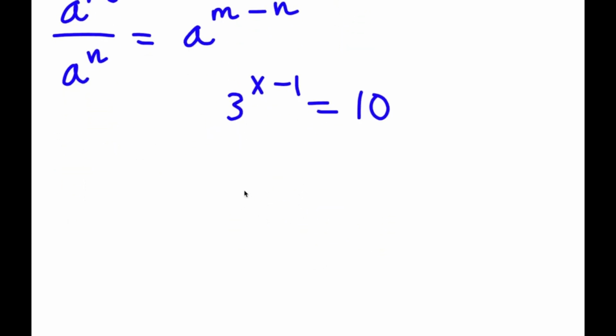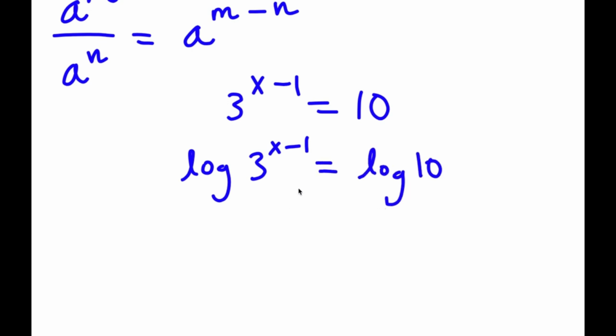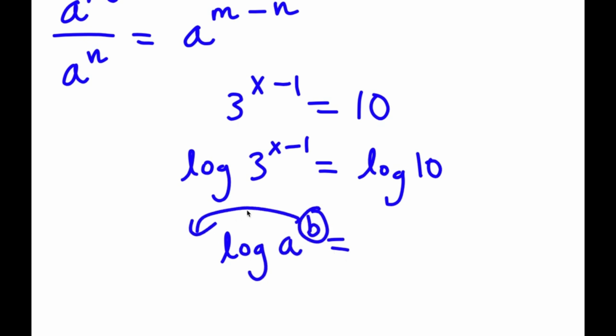So now to solve this, I'm going to take the log on both sides. So now I have log 3 to the power of x minus 1 is equal to log 10. Now an important property of logarithms is that if I have something in the form log a to the power of b, I can actually move this exponent of b to the front of the logarithm. So this is going to equal b times log a.